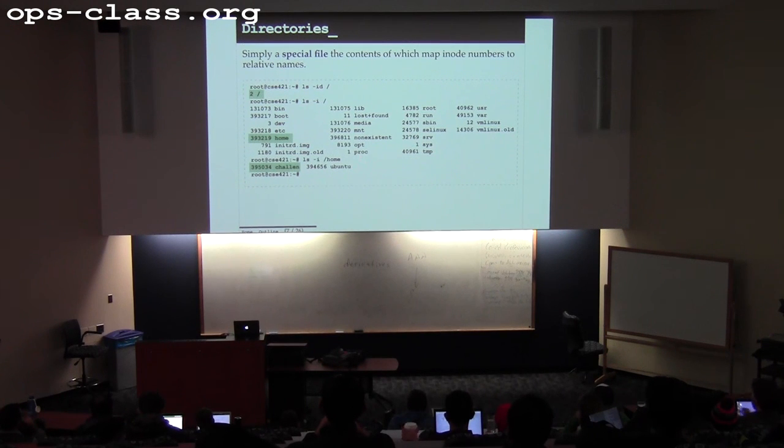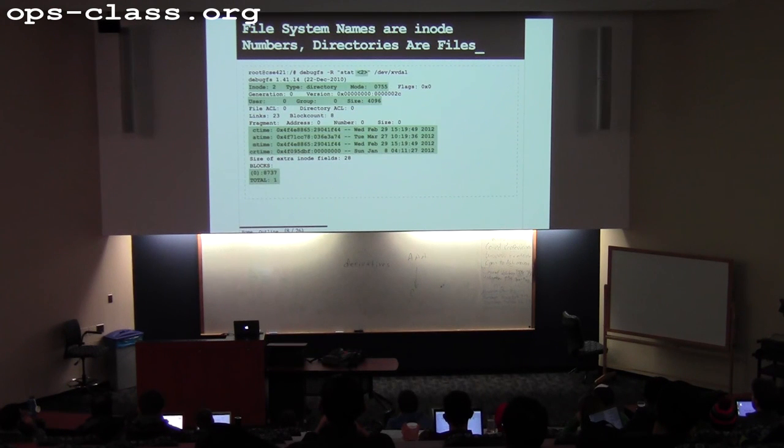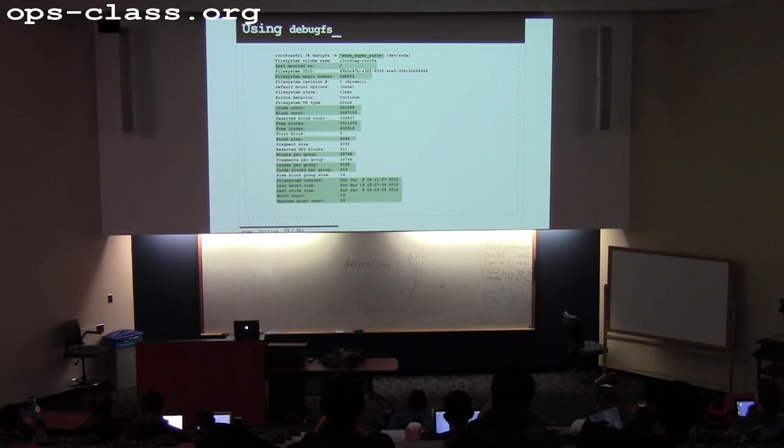Home has two subdirectories, one's Ubuntu, and again, these have inode numbers associated with them. Any questions about this? For the file system, names or numbers? Pretty common for a computer, right? Okay, so file system names or inode numbers, and directories are files. And the job of a directory then is to map names to inode numbers. That's what the directory does. Going back, I'm looking at this. This is just a file, right? This was the directory. We just looked at this.